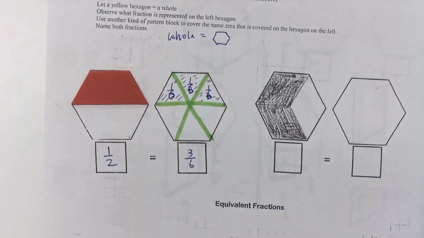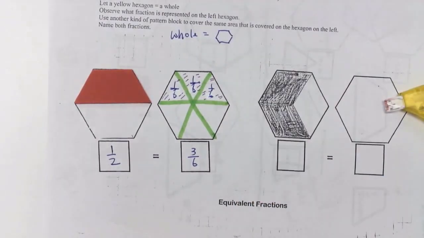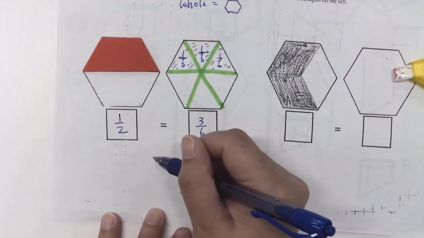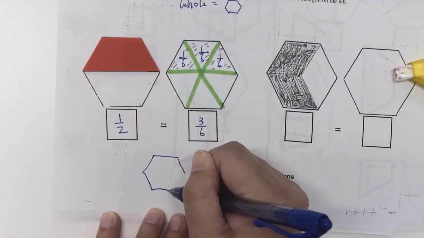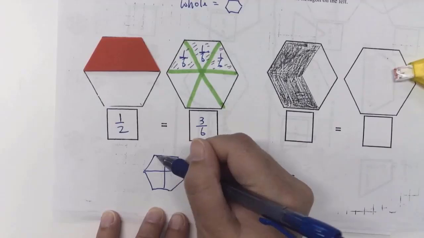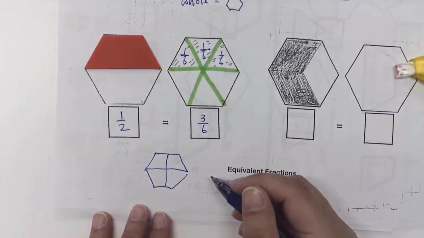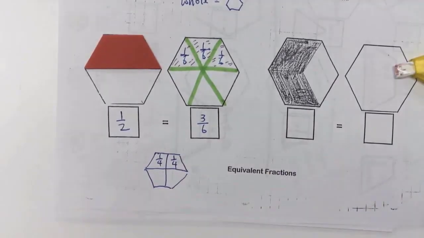The brown what? How many brown trapezoids do I need to fill up the same area? So I'm going to cut it like the brown trapezoid, and each trapezoid represents what fraction? 1/4 and then another 1/4, right? So we're going to say the shaded part would be my answer.